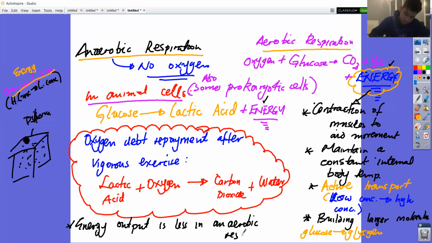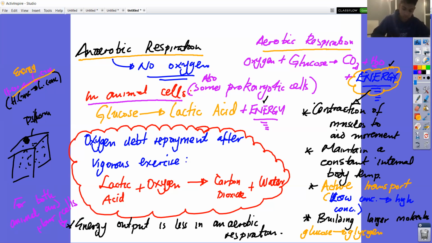Is that for both animal and plant? For both animals and plants, correct. So that's for both animals and plants. And I can make a little side note here to say this applies for both animal and plant cells.